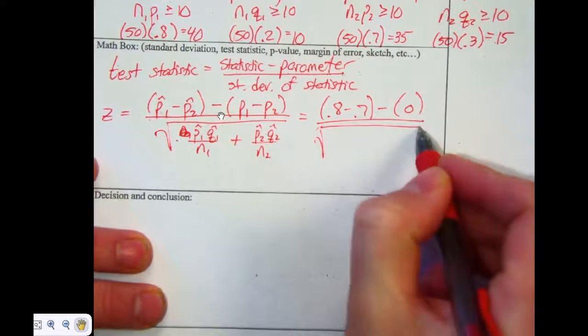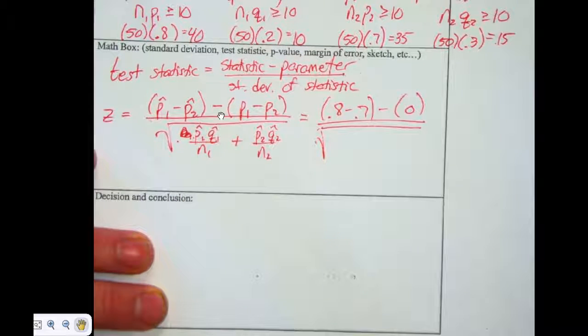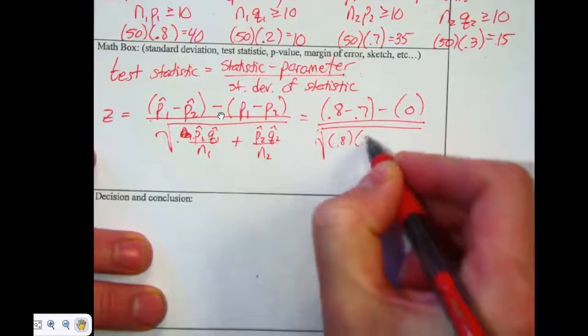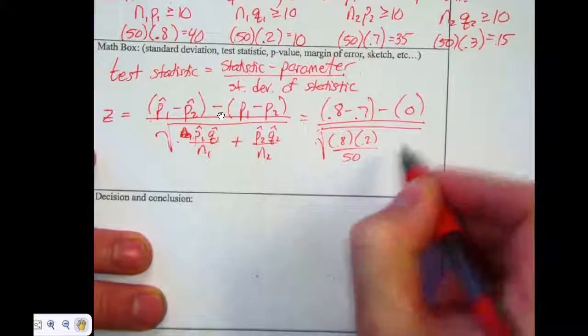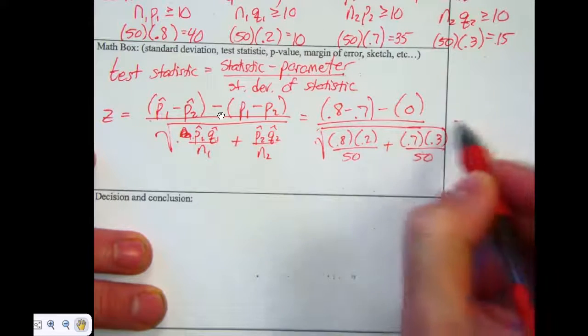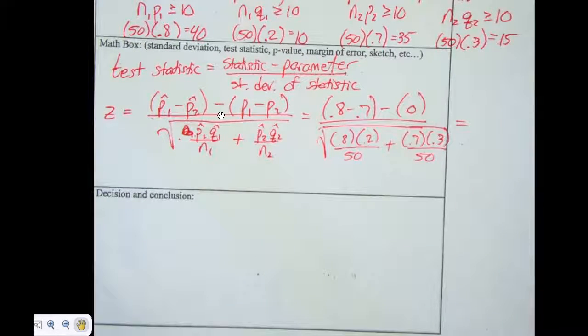So then write all these in. So what's P1 hat? I just wrote it. It's 0.8. 0.2. And the Ns for both were 50, right? And then 0.7, 0.3, 50. So if you notice, that went there, and that one went there. 0.8 goes to the first one, 0.7 goes to the second one. And then I'm not typing all that in, there's no way I'm doing that. So get your calculators.